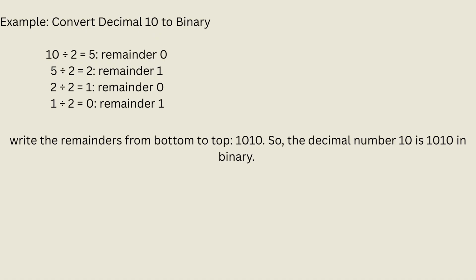Example: convert decimal 10 to binary. 10 divided by 2 equals 5, remainder 0. 5 divided by 2 equals 2, remainder 1. 2 divided by 2 equals 1, remainder 0. 1 divided by 2 equals 0, remainder 1. Write the remainders from bottom to top: 1010. So the decimal number 10 is 1010 in binary.